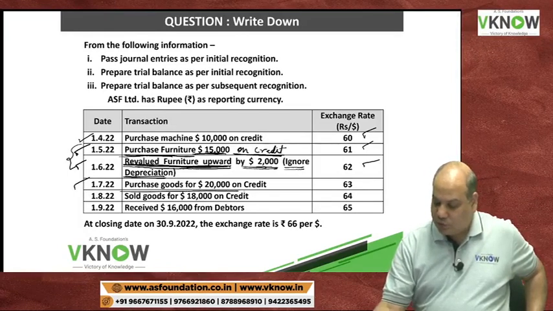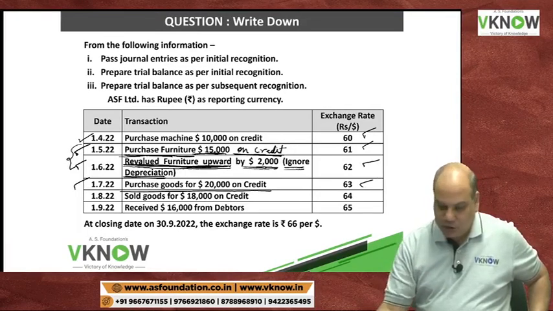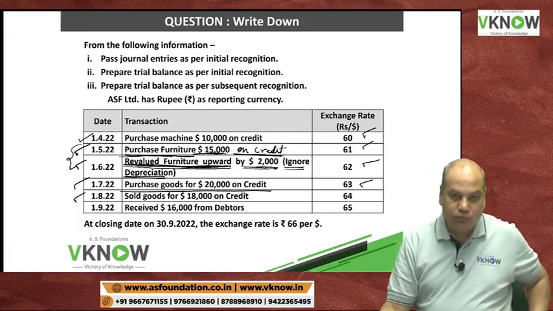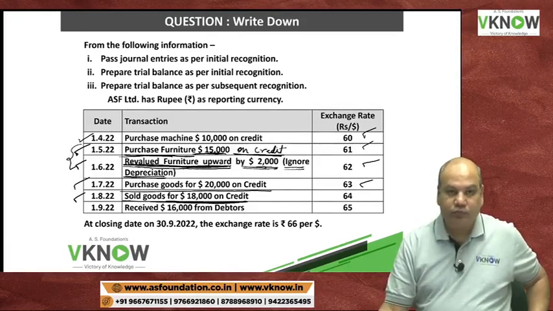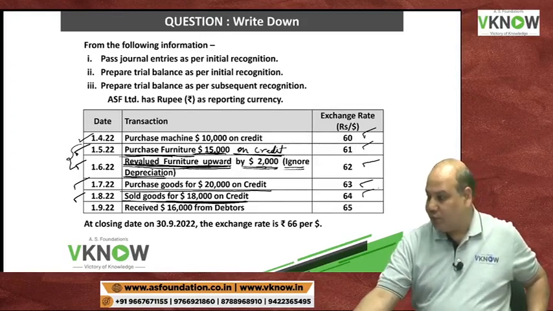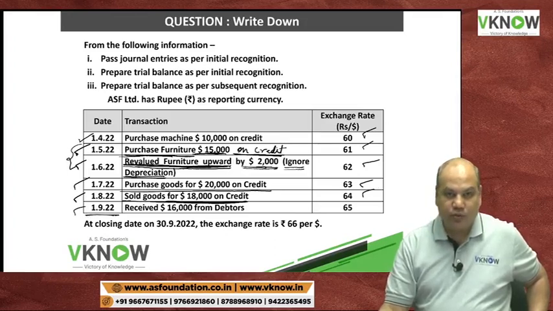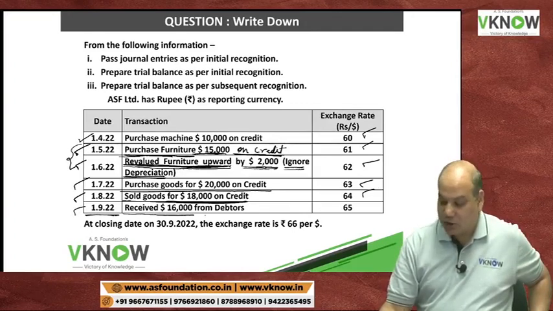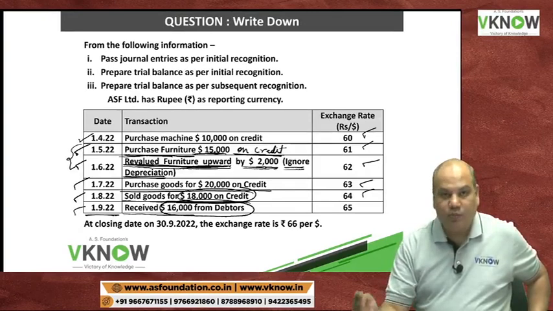1-7-2022, purchase goods for $20,000 on credit. 63. Come on. 1-8-2022. Please write down fast. Sold goods for $18,000 on credit. 64 rupees the exchange rate. Come on, fast. 1-9-2022. Received $16,000 from debtor. So out of $18,000, can you see, we have received part payment.